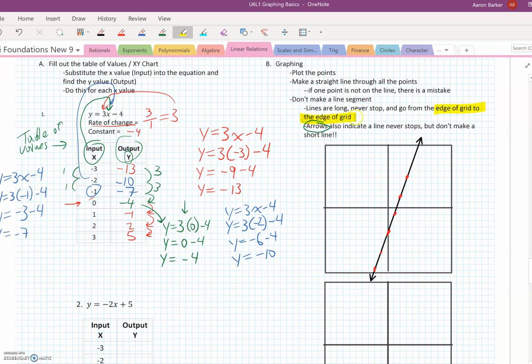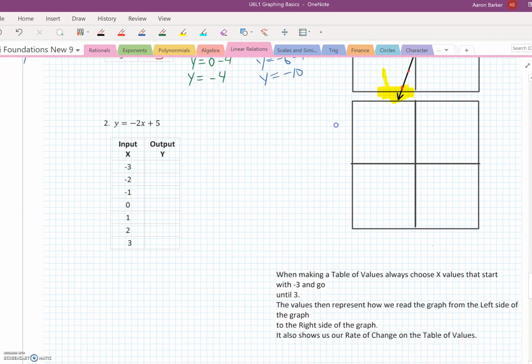Edge of the grid to the edge of the grid. Both those things, you can see I'm overlapping here and I'm overlapping here. Those two things communicate that this line goes forever and ever. It never stops in both directions. Okay. We'll go more over that later on.